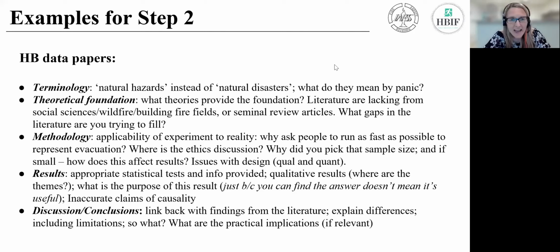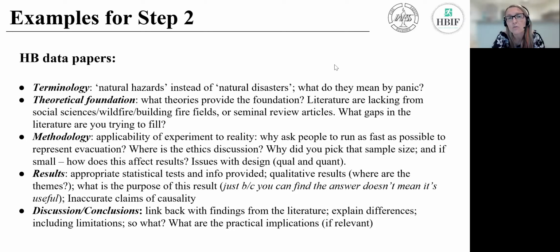So then I have to comment a little bit on what did you mean by that? Do you mean how it's defined in this way or in another way? So it's important to pull out some of these things with terminology. Related to theoretical foundation, I normally ask, what theories provide the foundation for this work? I'll point out if literature is lacking, maybe from the social sciences or from wildfires or from building fire fields, especially if the author may not be from these fields, I can suggest some literature that they may need to use as foundational for their study.